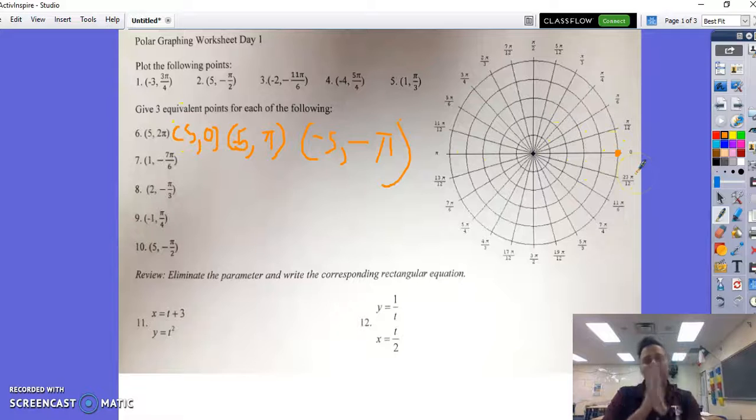That's the whole idea. We did this before. We were just dealing with the unit circle, but it's the same idea. We're basically just trying to come up with points that will land at the same spot as our original point. All right, let's do number 7 together.